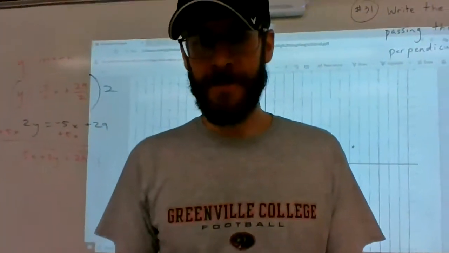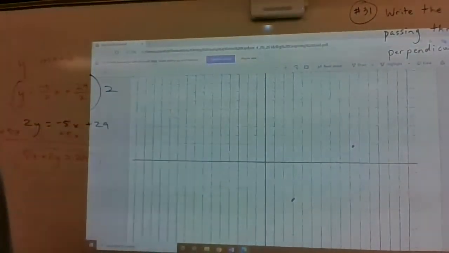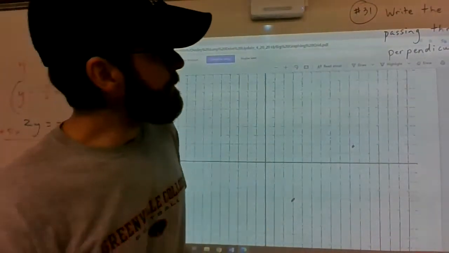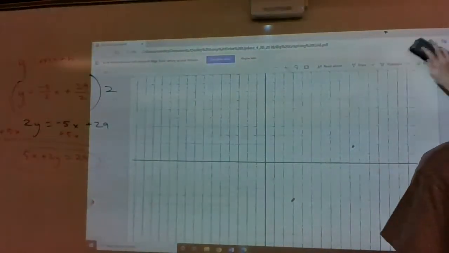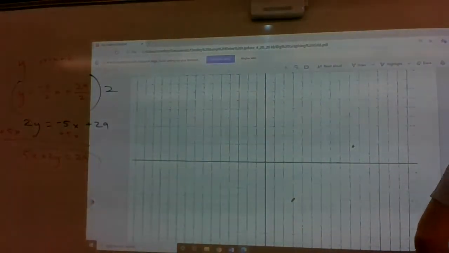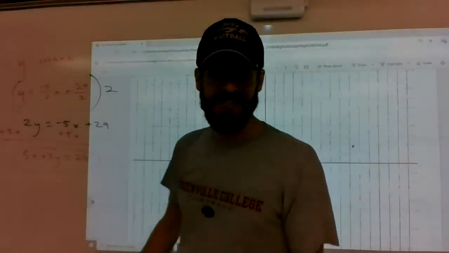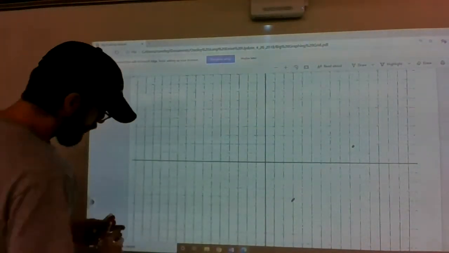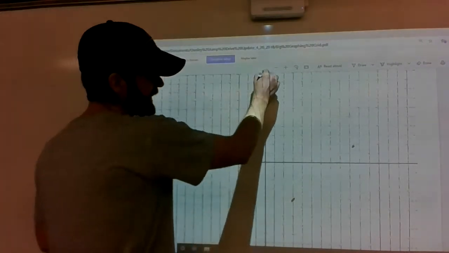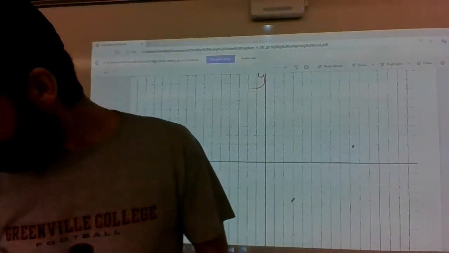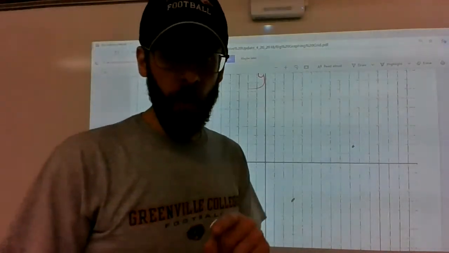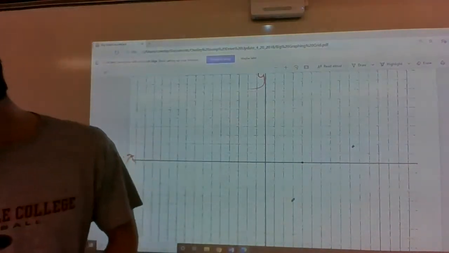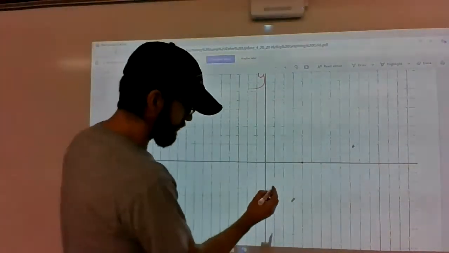All right, let's talk about 33 now. We're still talking about writing equations of lines. They're just giving us completely different information. On 33, they give us the x-intercept and the y-intercept, which is basically the place where it crosses the x-axis and the place where it crosses the y-axis. They say we have an x-intercept of 4, which means it crosses the x-axis here, and a y-intercept of -3, crosses here.